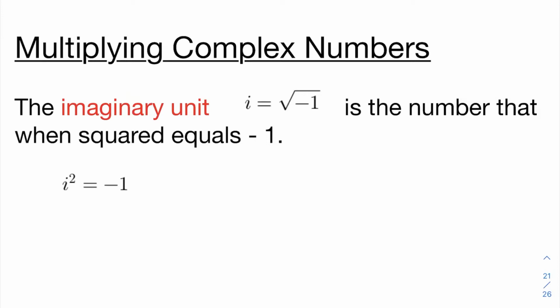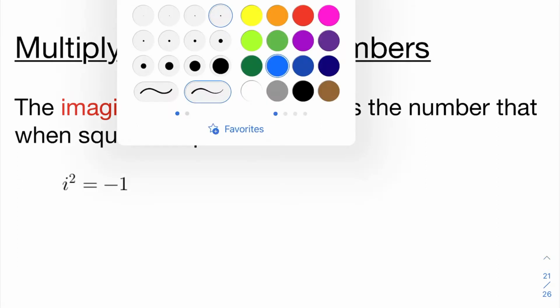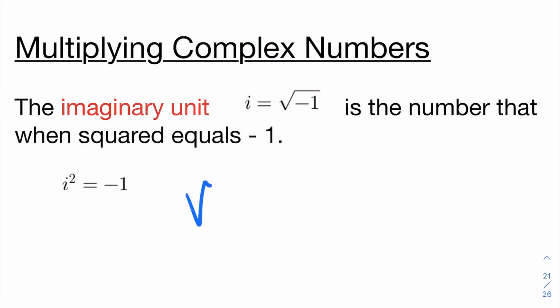Okay, so now we'll talk about multiplying complex numbers. So we have the imaginary unit i. The imaginary unit i is the square root of -1, and it's the number whose square is -1. So when you square this number, you get -1. This number is then by definition the square root of -1.